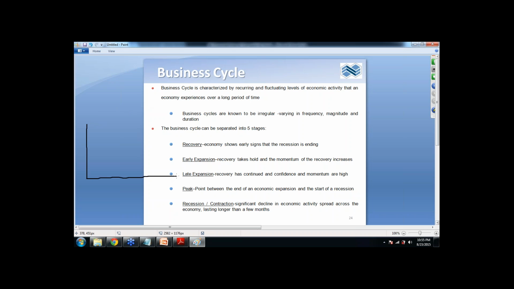All right. Now let's say this is the time, and then this is the sales, or let's say the income, you can say. This is basically the income, or you can say profit, whatever, basically the returns. And here you consider this as a timeline. So we start with the recovery here. The economy shows the early signs that the recession is ending.